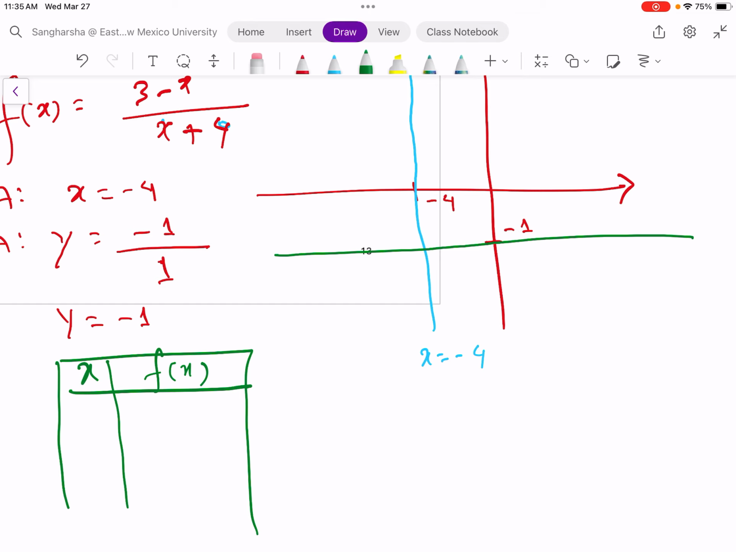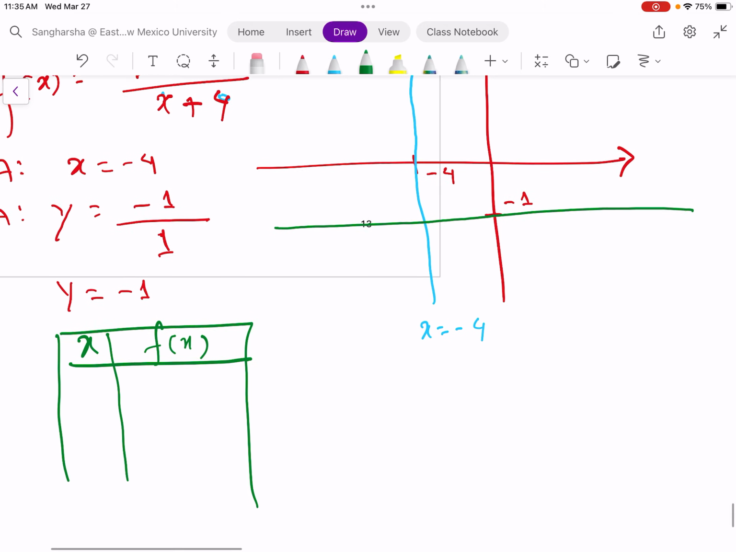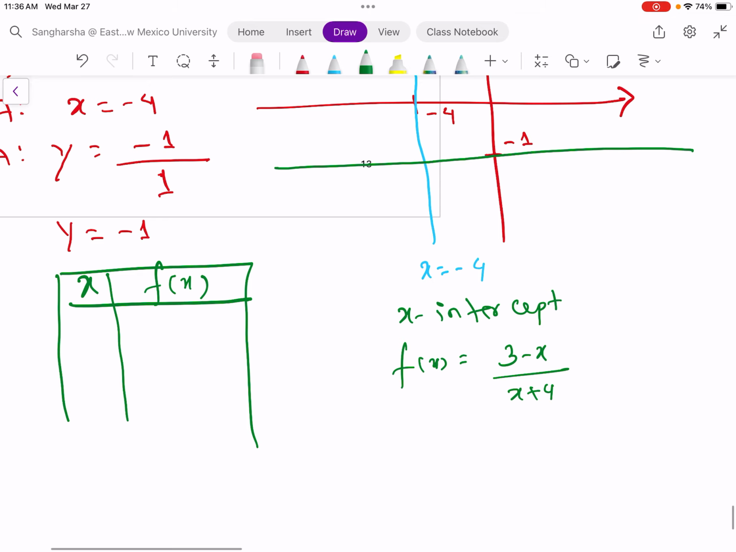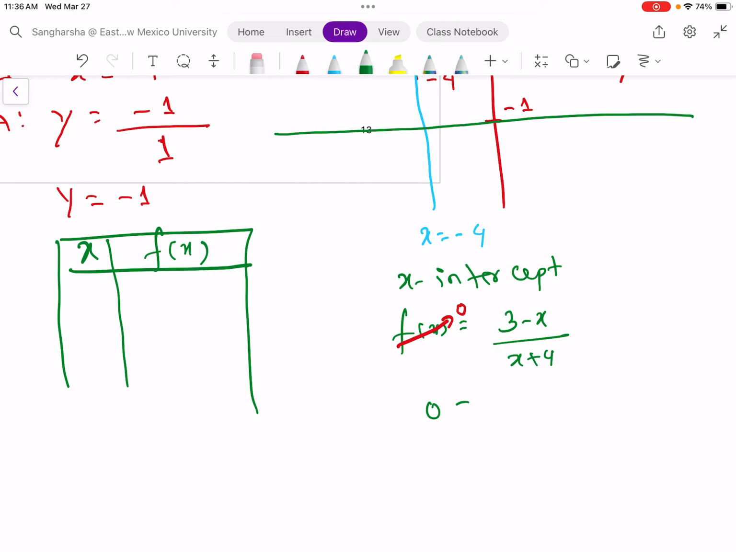Okay, the next is finding the x-intercept and y-intercept. Before that, let's find the x-intercept. And how do we find the x-intercept for this function? f of x equals 3 minus x divided by x plus 4. What do we do to find the x-intercept? We substitute 0 for y, right? So our y is 0, and we solve for x. So we have 0 equals 3 minus x divided by x plus 4.